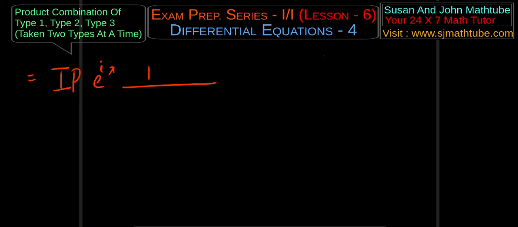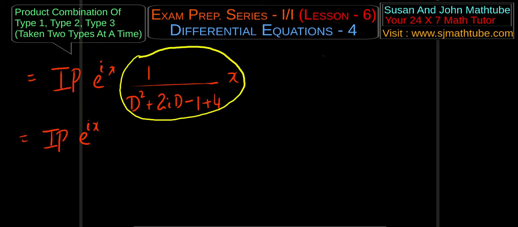let's expand that: 1 by d square plus 2id plus i square. i square is minus 1. So this is equal to the imaginary part of e power ix. Now if you look at this part, you will understand that this is nothing but type 3, or the particular integral of type 3. So 1 by d square plus 2id plus 3 of x.